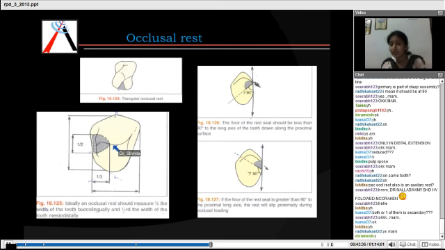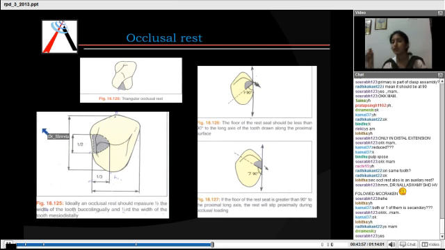There are certain other considerations you need to know. It should have a width which measures half the width of the tooth buccolingually and 1/3 of the tooth mesiodistally. Now they have given you basic rules earlier. Now they are giving you specific rules according to each rest: occlusal rest, incisal rest, cingulum rest and all that. So when we are talking about occlusal rest, the width should be half of the entire width buccolingually, and mesiodistally it should be 1/3 of the entire mesiodistal width.